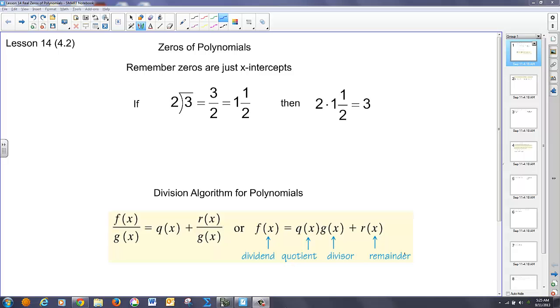Today we talk about zeros of polynomials, and we need to remember that a zero is basically just an x-intercept. So we're going to be finding out where graphs hit the x-axis. But in order to do that, we needed to develop a little bit of understanding about division.